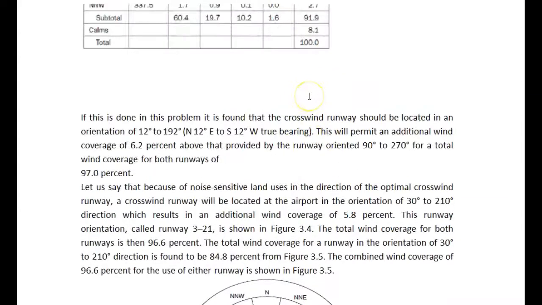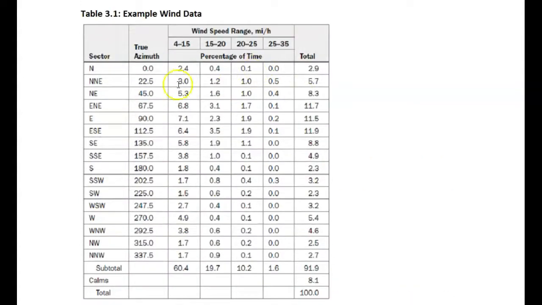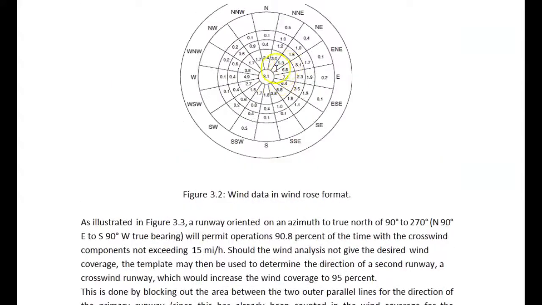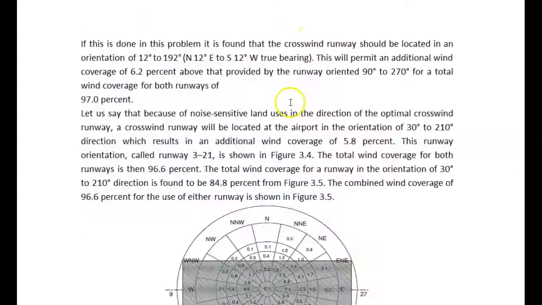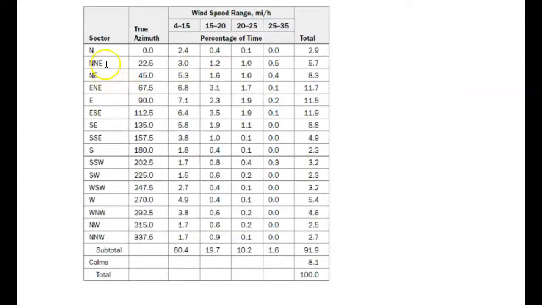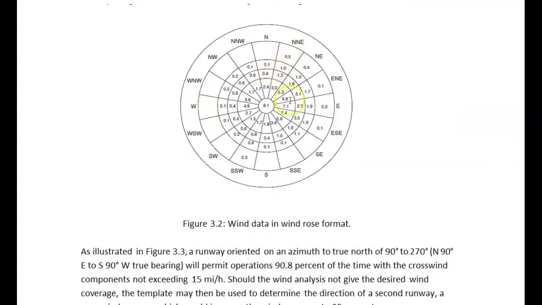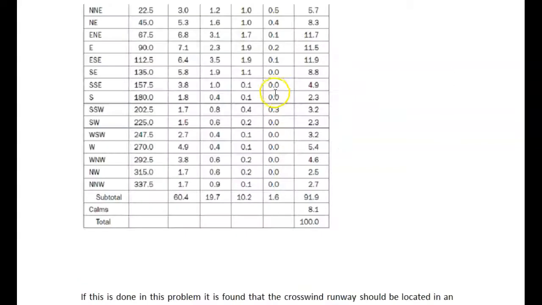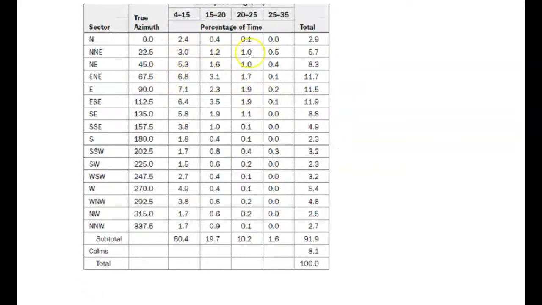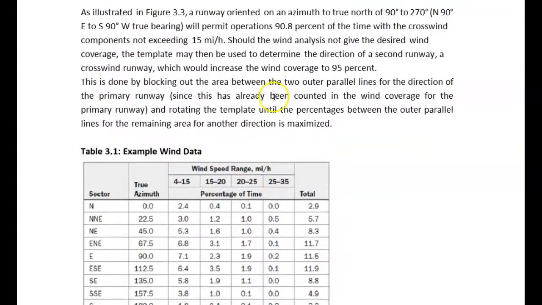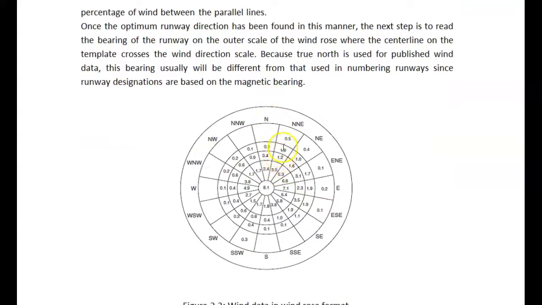So when we now look at the table we have here, for the knots we have 2.4, 0.4, 0.1, and 0. There's nothing here. So for the next one, let's look at the north-northeast. What do we have there? In north-northeast, we have 3, 1.2, 1.0 and 5.